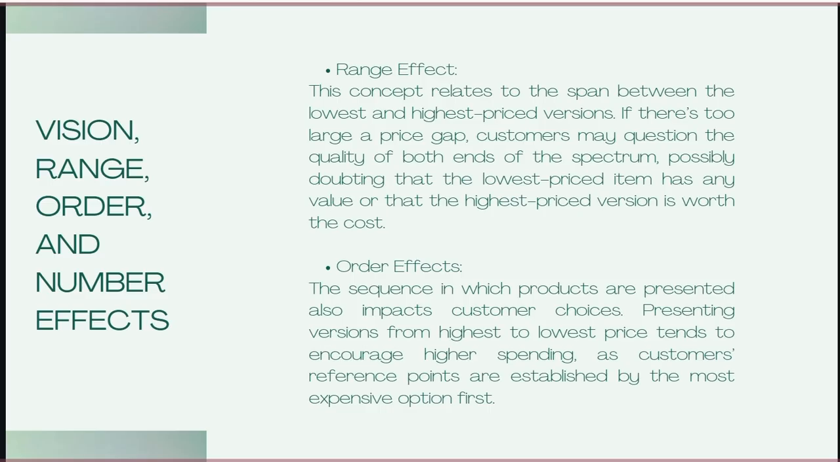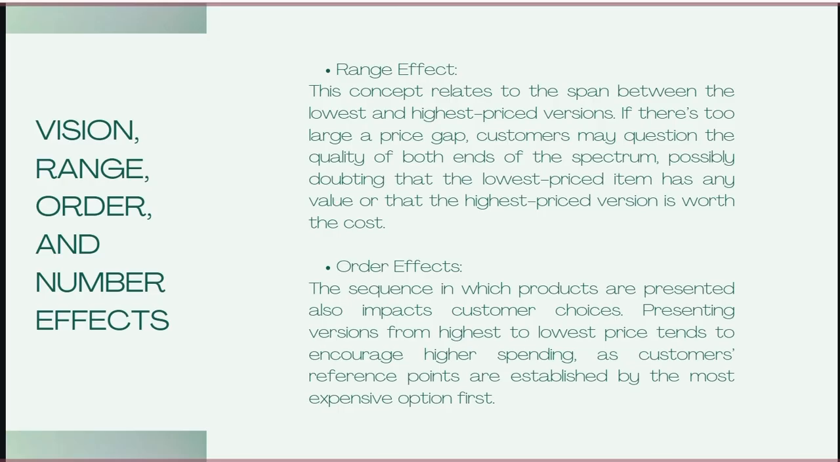So, next we have the order effects. The order in which versions are presented impacts customer decisions. Starting with the highest price option can set a high reference point, making mid-tier options seem more affordable. For example, a car dealership might show a luxury model first, followed by a mid-range and then an economy model. Customers having seen the luxury model may see the mid-range model as more reasonably priced and be more likely to choose it. However, during economic downturns, showing the least expensive option first may be more effective as it shows customers they have affordable choices.